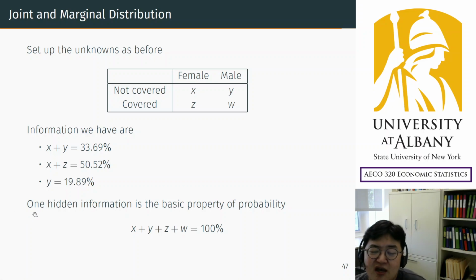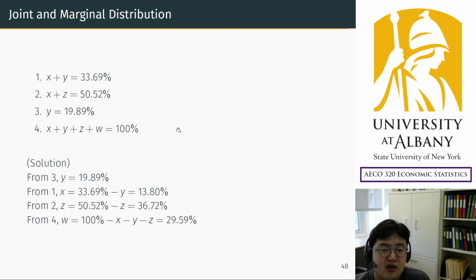There is hidden information, because it is probability. They have to satisfy this condition always: the sum of all probabilities must be 100%. So this property of probability serves as the last equation. So you have the answer. You can solve for the unknowns. Four equations for four unknowns, and then it's a simple solution for linear equations.